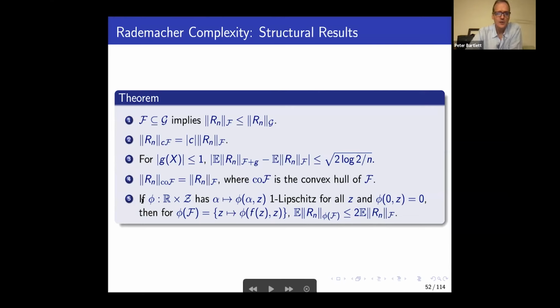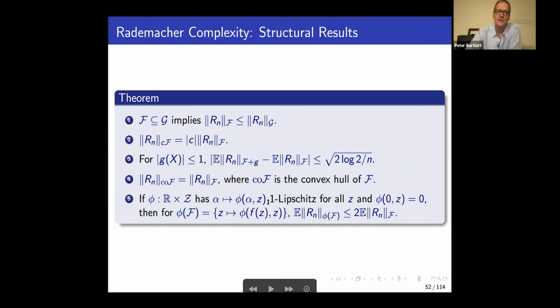And the last one looks a bit technical. You've got a function phi here, and you want to think of it as just passing functions through this phi. This is making things a little more general, but think of it as passing functions through this phi. Then the Rademacher averages of these compositions of your original functions with some function that is Lipschitz, let's say 1 Lipschitz, are bounded in terms of the original ones with a constant of 2 here.